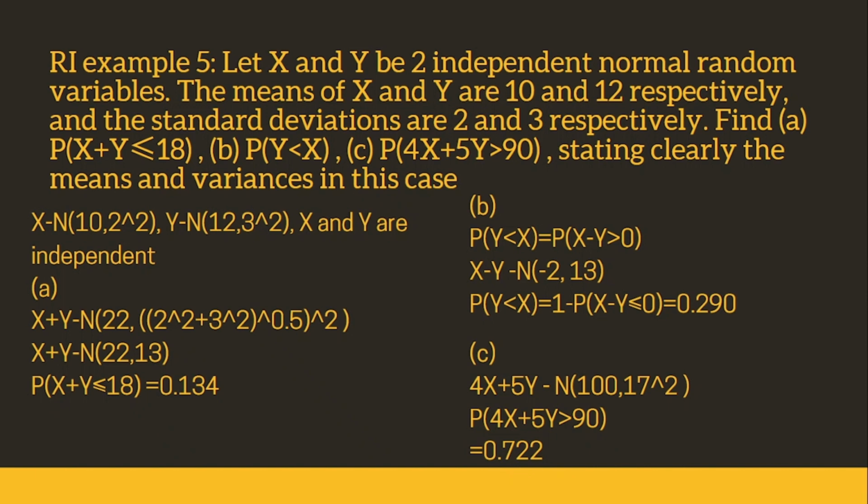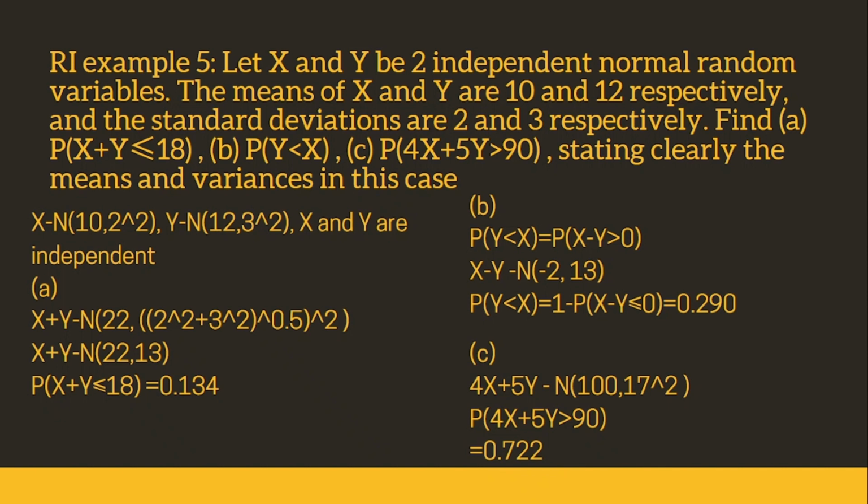If we want to combine those together, for X + Y, the mean is 10 + 12. Then we have 2 squared plus 3 squared, which is the variance. It's quite confusing, but basically the final variance is 13. Then we want to find the probability that X + Y is less than or equal to 18. We put these new values in the GC because we know the mean and the standard deviation. So we get 0.134. That's the answer.